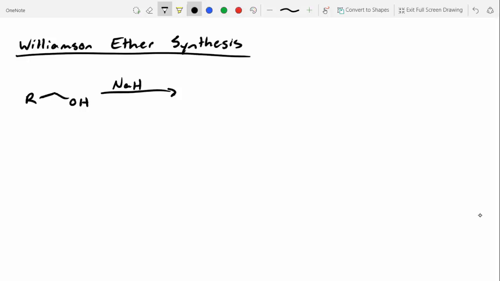So do you think we'll get an E2? Do we have a good leaving group? No. Hydroxide's a pretty crummy leaving group. Sodium hydride's a really good base. What might happen? Yeah, we'll just deprotonate it. We'll form our alkoxide. So we'll get O minus, Na plus. That's our alkoxide intermediate. And then hypothetically, let's say I want to react this and I want to make, whoops.